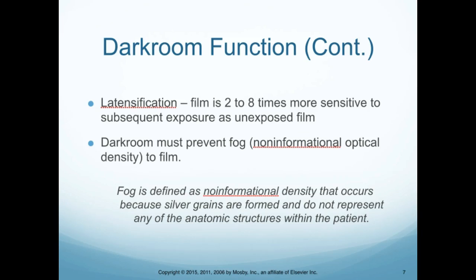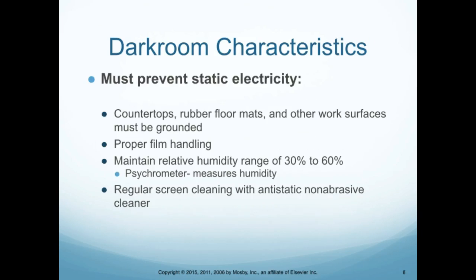Just like fog or scatter radiation that we get on our film, it doesn't do us any good. It gives us no diagnostic information. So again, fog is defined as a non-informational density that occurs because silver grains are formed and do not represent any of the anatomical structures within the patient. It's useless, so we don't want it.